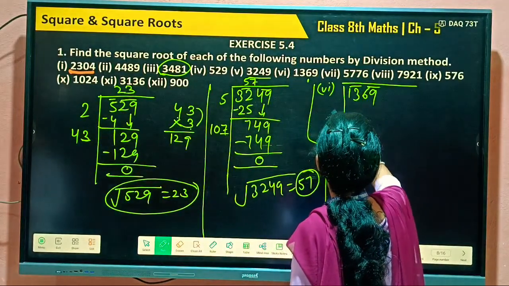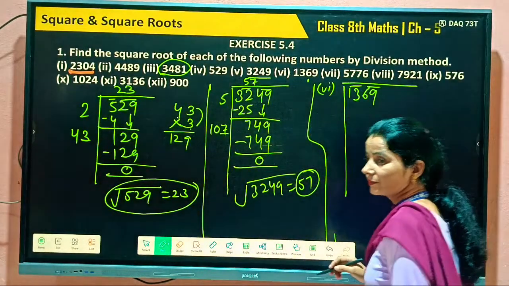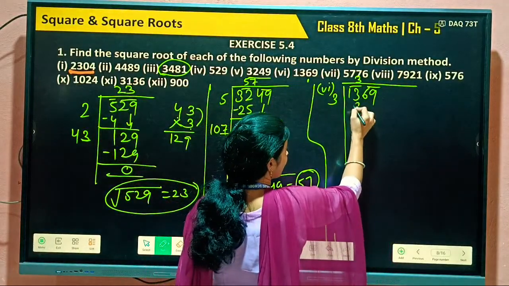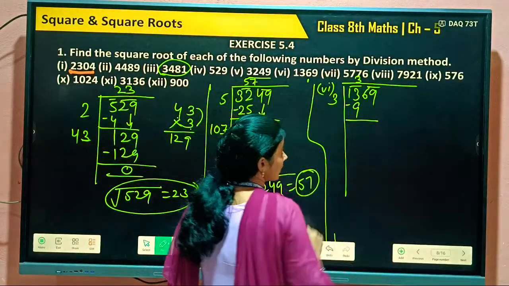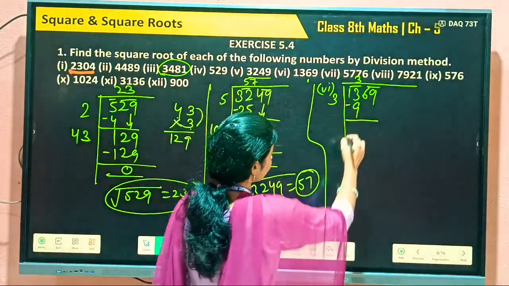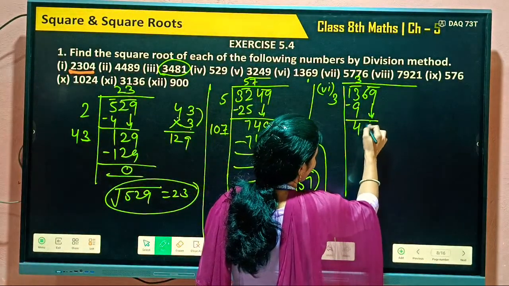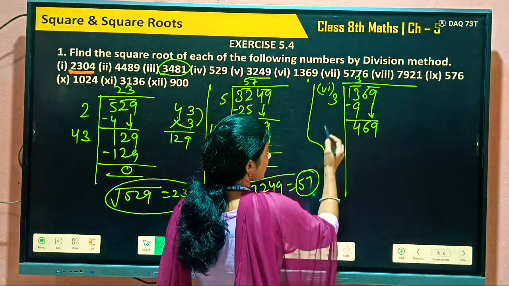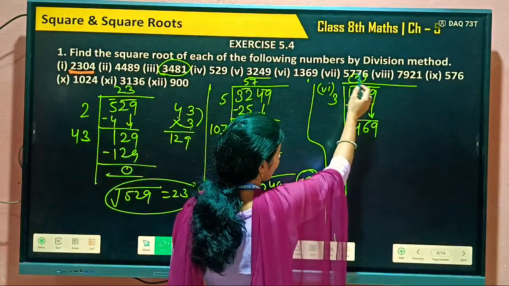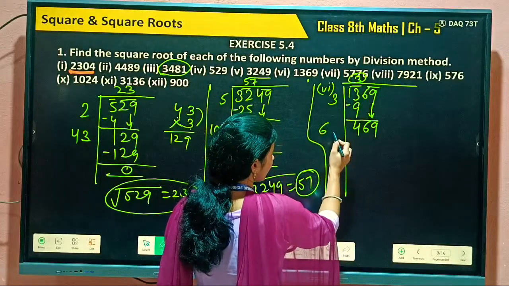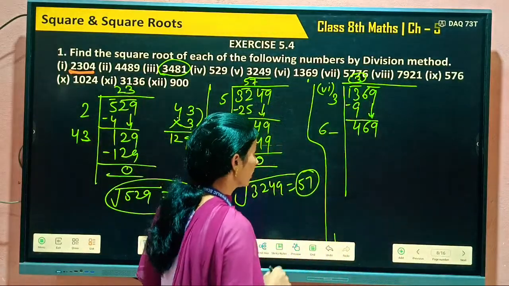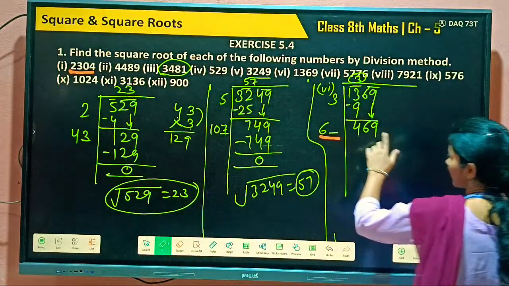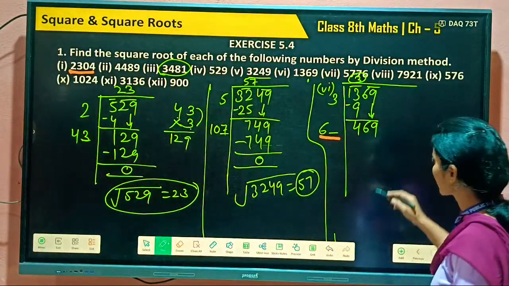16 is greater than this 13, and 3 threes are 9, so write it here. 13 minus 9, 4. And carry down the next pair, 69. Enter this digit, double of this digit will be 6. Now we need to think of one digit such that multiplication with this number will be 469 or less than 469.